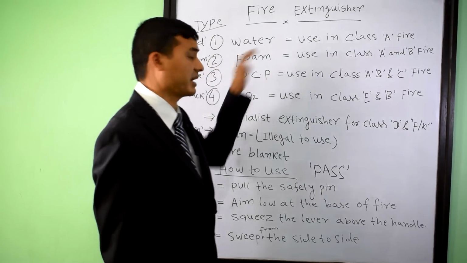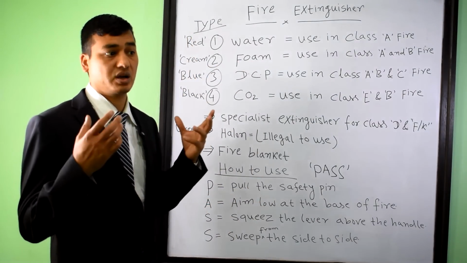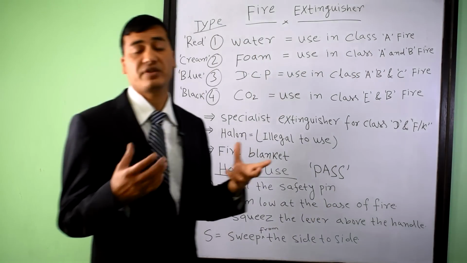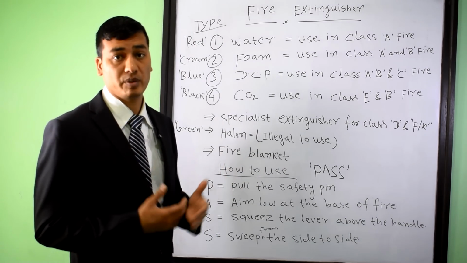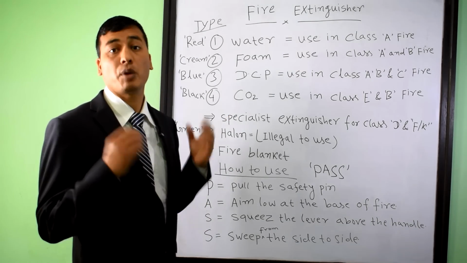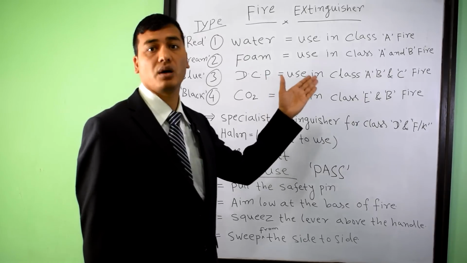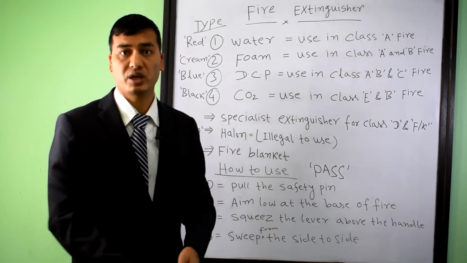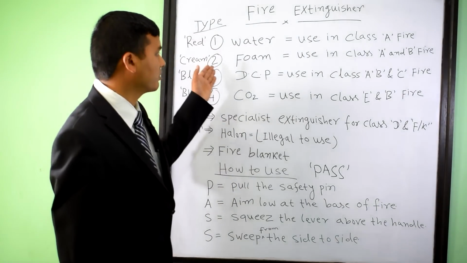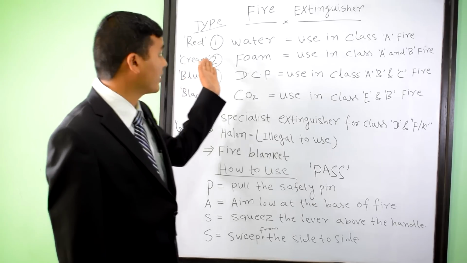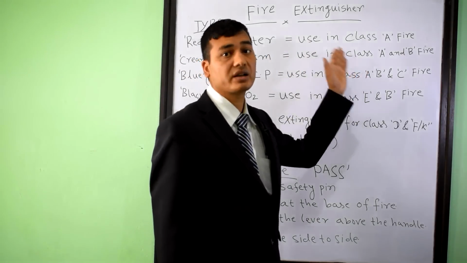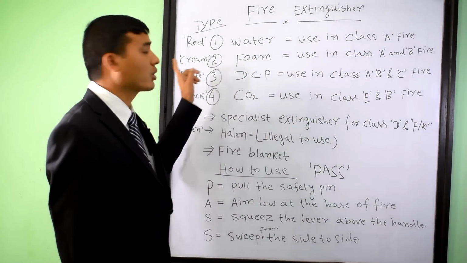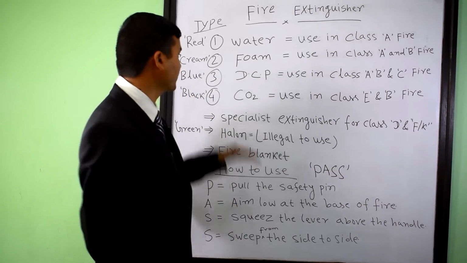Number 2, foam type. Okay, the foam is a liquid we can use for the class A and class B fire. Class A fire is general fire and class B fire is flammable liquid. We can use it, but when you use the foam fire extinguisher, you have to put it from top to down. Okay, it will come like this. Just understand, the foam type of fire extinguisher we can use for class A and class B fire, and it is in cream color.